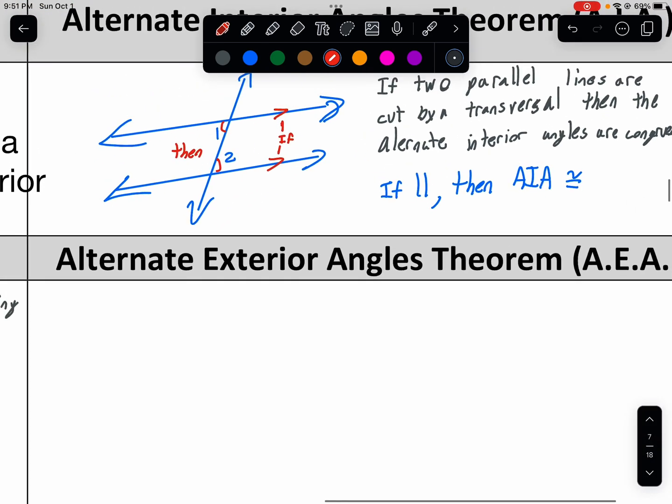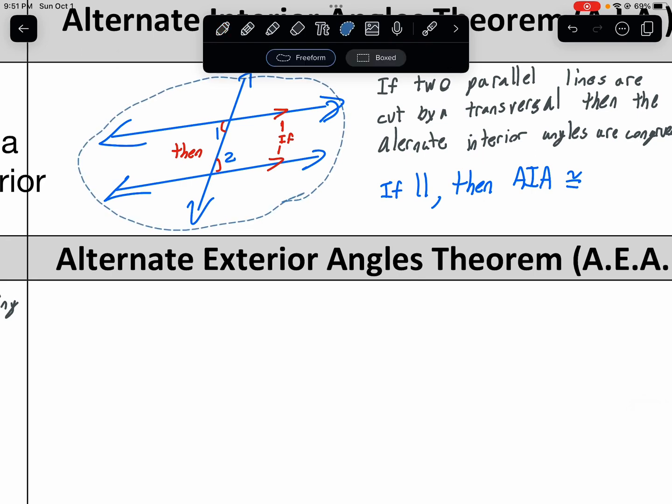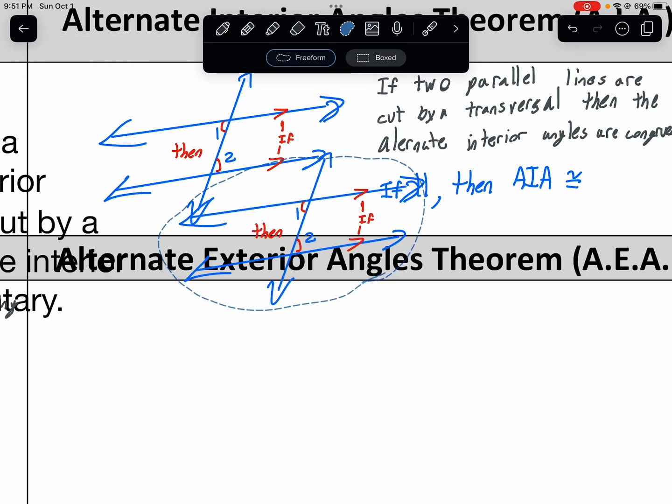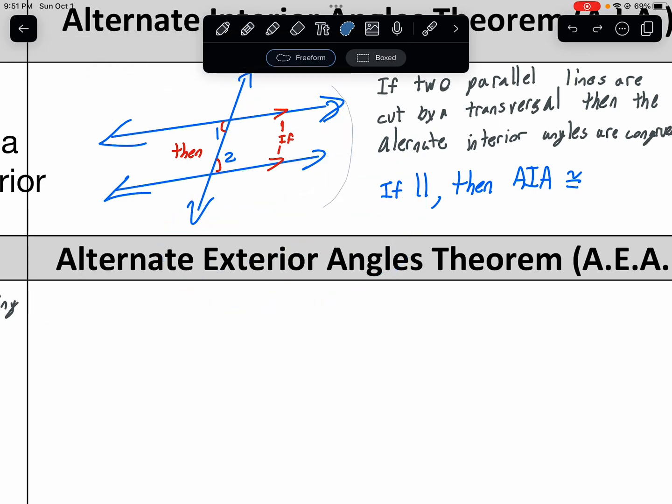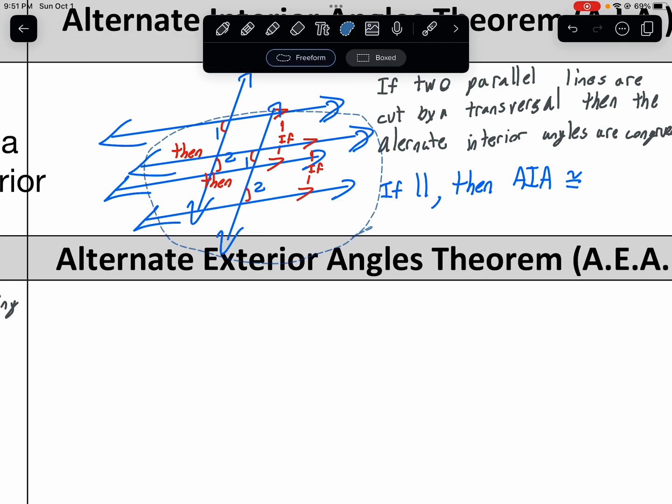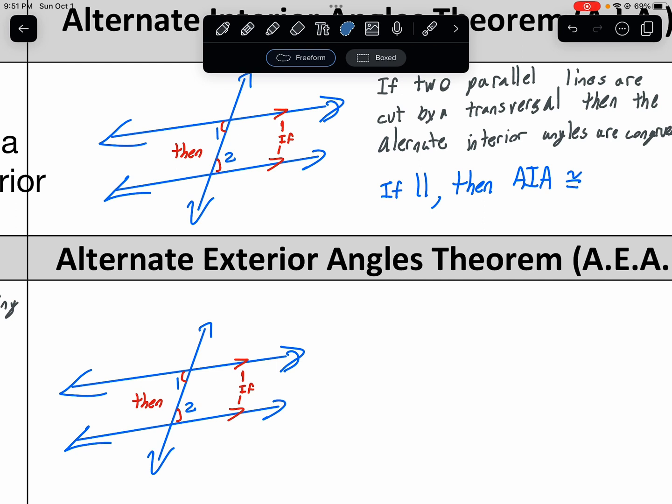Finally, we've got the alternate exterior angle theorem. Once again, I'm just going to copy the one up above. It's so much easier. Duplicate that, bring it down here. Now I've got to make a few changes, because we're not talking about alternate interior angles. Let's go to alternate exterior angles. Here I'm going to use a different color. Let's go with 1 and 2 there, and these two will be congruent as well. So if we have parallel lines, then the alternate exterior angles are congruent.